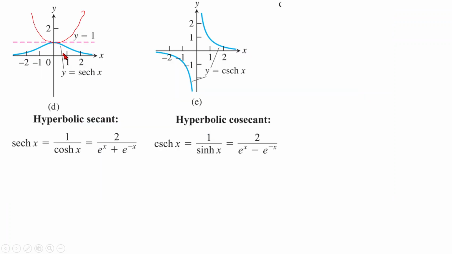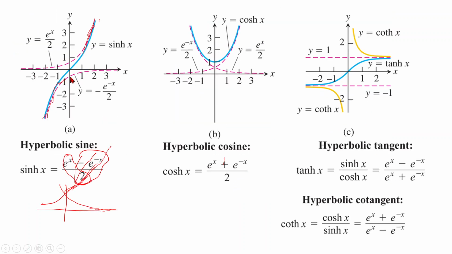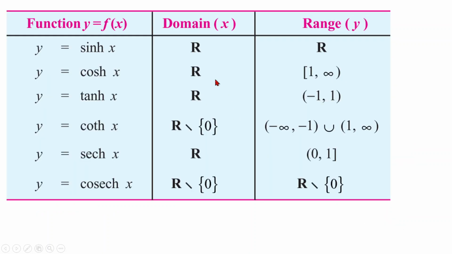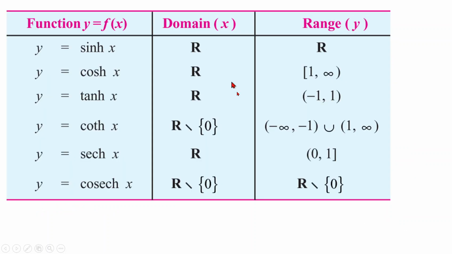Sech x, the domain is everything. The range is 0 to 1, 1 included, 0 not included. Cosech x, whenever sinh x is 0, we cannot take cosech x. Rest all it is fine. The domain you cannot include 0. And the range is everything.